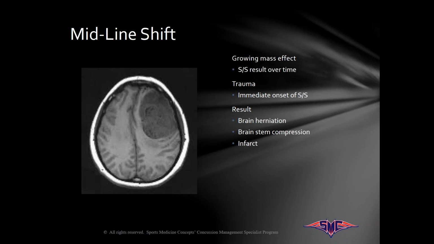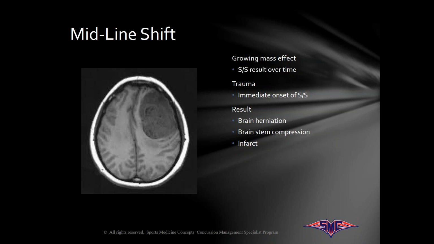If that swelling or that hematoma is allowed to continue and we get into late phase one, phase two, and certainly phase three, we can have a growing mass effect, which results in a midline shift. So the growing mass effect resulting in midline shift can develop over time. Again, that's why we are very cautious and we watch athletes over a period of time.